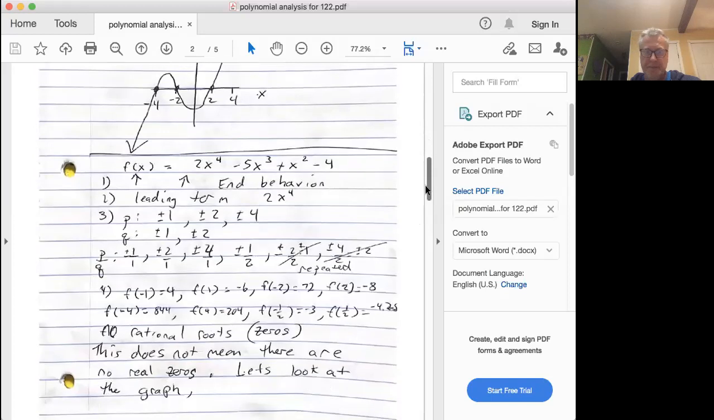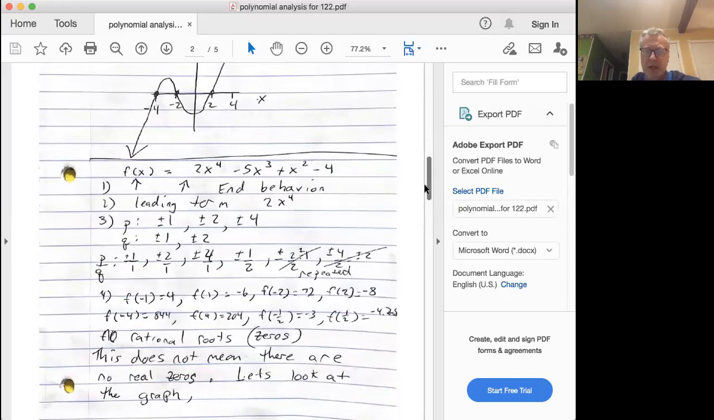Let's try another. Let's try 2x to the 4th minus 5x to the 3rd plus x squared minus 4. The end behavior here, since it's even, just like a parabola, when I have a positive leading term of 2x to the 4th, as long as it's positive and it's an even powered polynomial, then it's going to go upward. And then going through the same process.